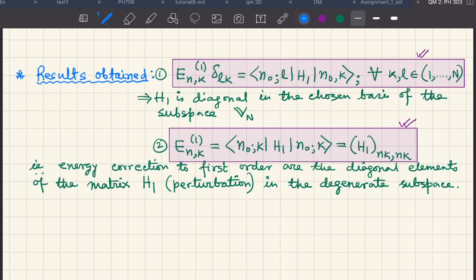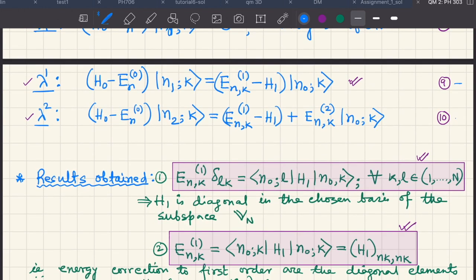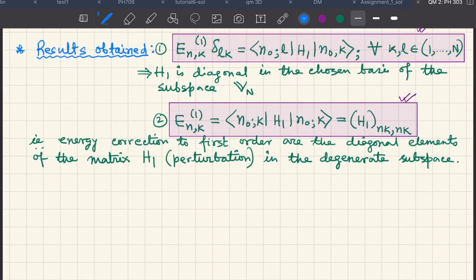And the last step was to hit the lambda square order equation, that means this equation number 10, with again N0L bra to determine the second order correction to energy, which we had denoted by ENK2, this one. And the component of N1k, the first order corrected states in the degenerate subspace Vn. So that was the steps that I had mentioned, and today we are going to follow these 2 steps.